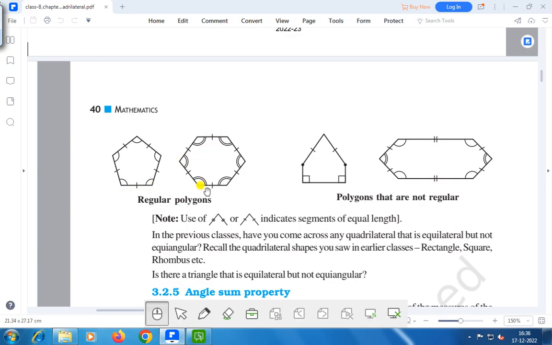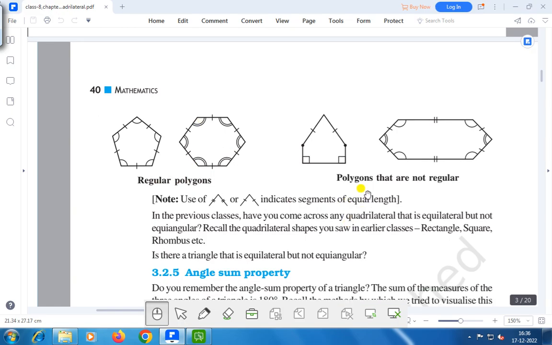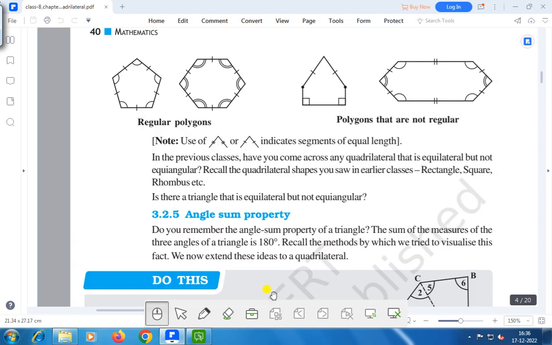Here you see, all the sides are the same and all the angles are the same. Therefore, it is also a regular polygon. Here you see, all the angles are not the same, right? Therefore, polygons that are not regular are not regular polygons. The signs double bar and one bar indicate segments of equal length.